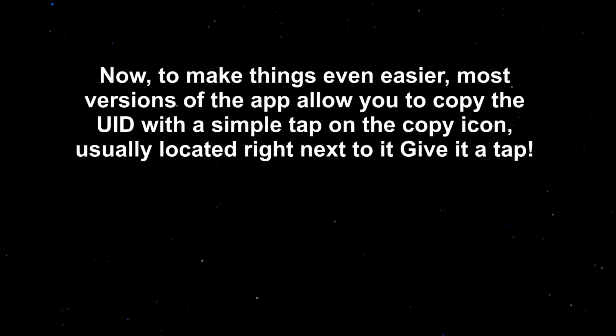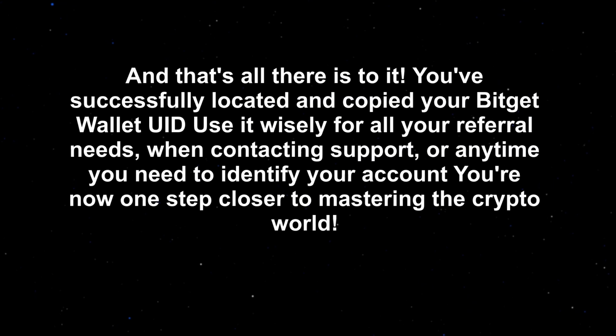Now, to make things even easier, most versions of the app allow you to copy the UID with a simple tap on the copy icon, usually located right next to it. Give it a tap. And that's all there is to it. You've successfully located and copied your Bitget Wallet UID. Use it wisely for all your referral needs, when contacting support, or any time you need to identify your account. You're now one step closer to mastering the crypto world.